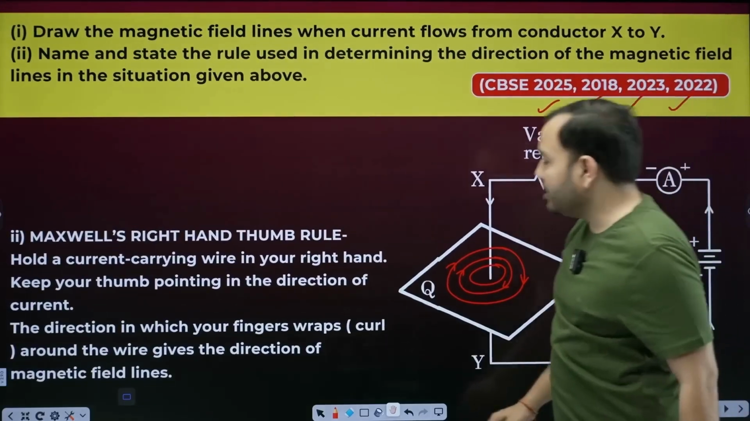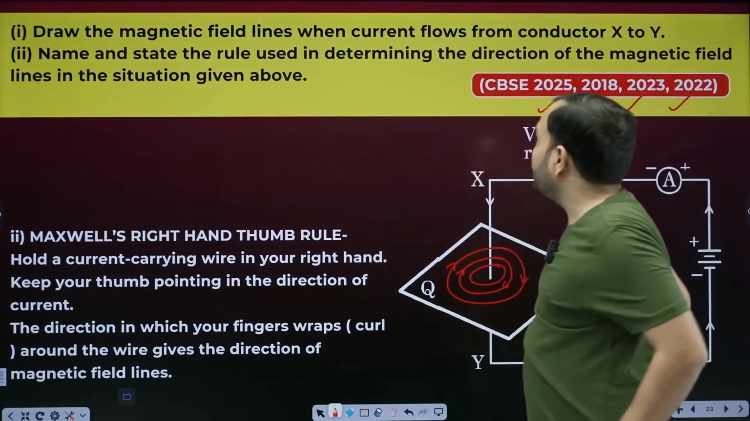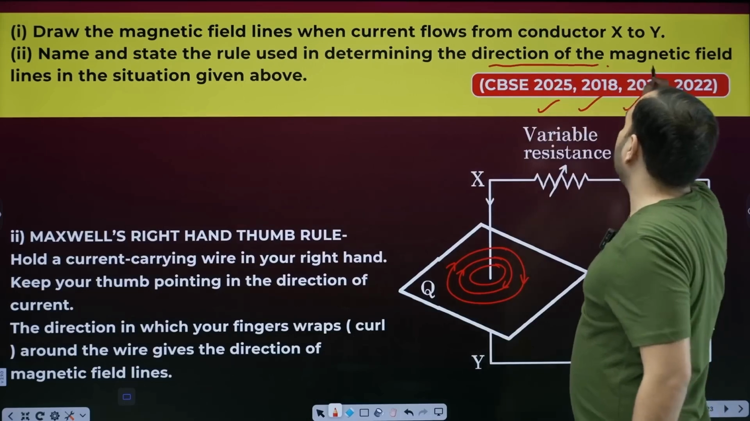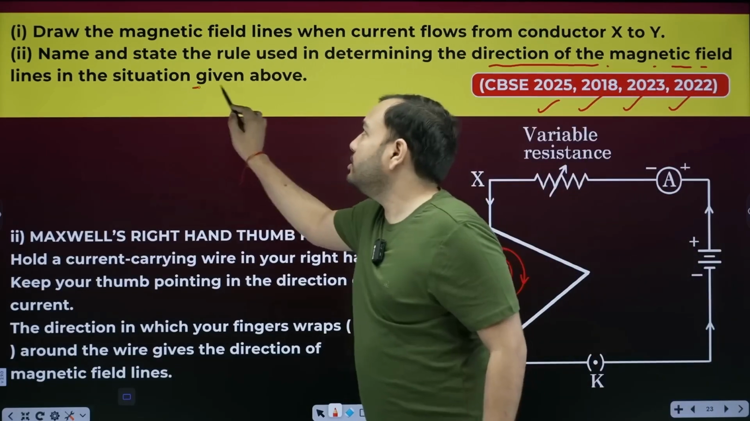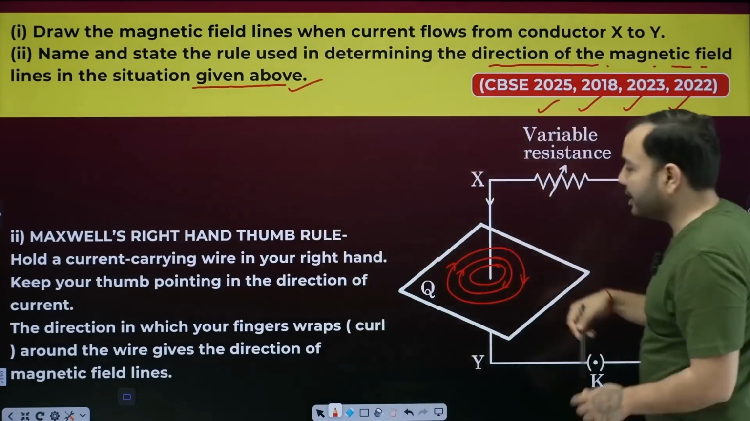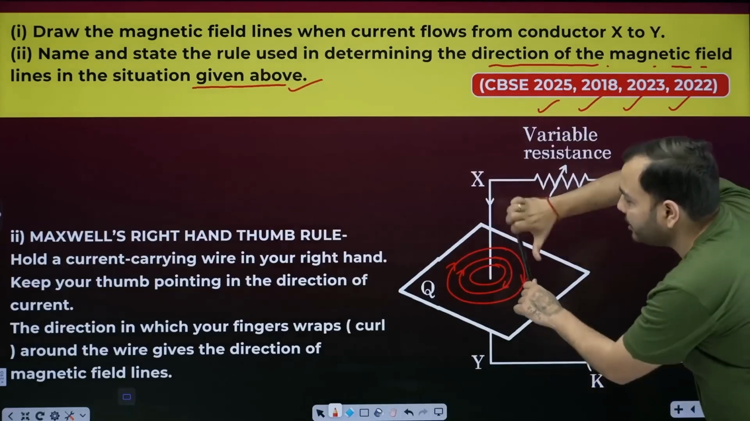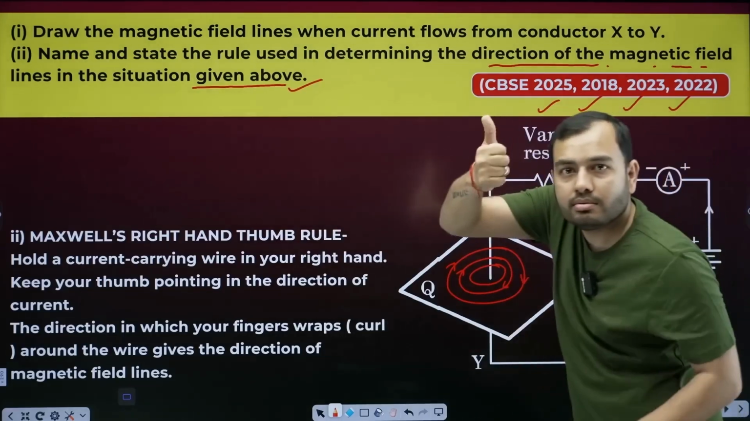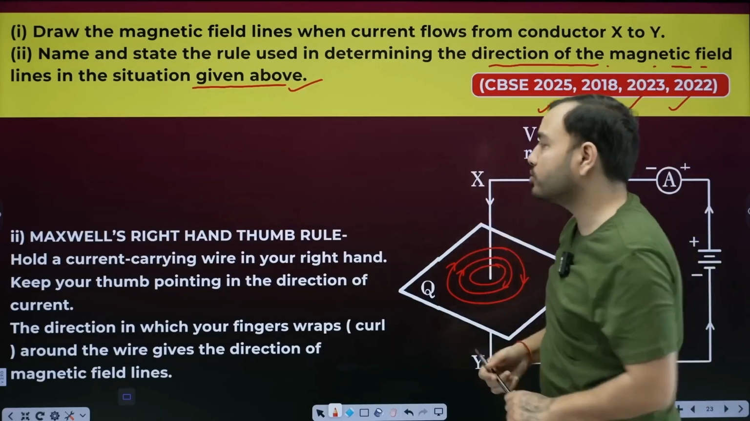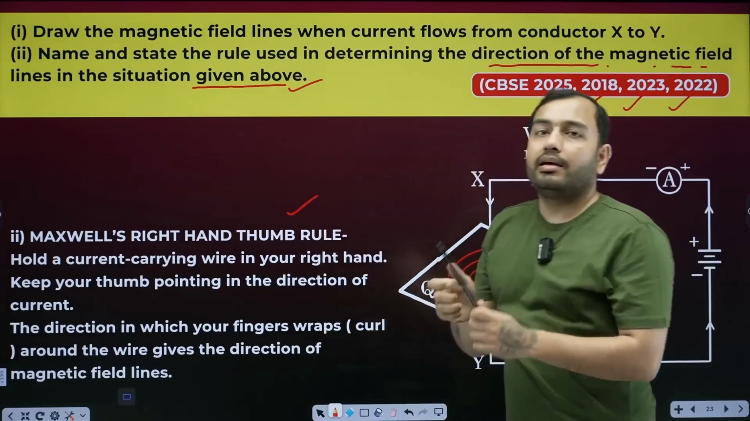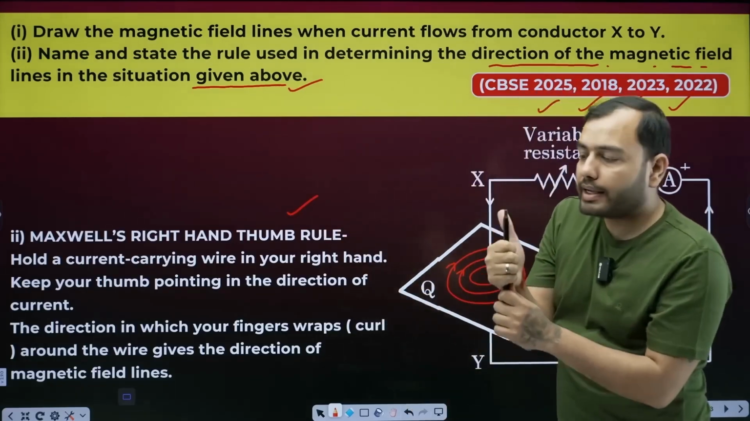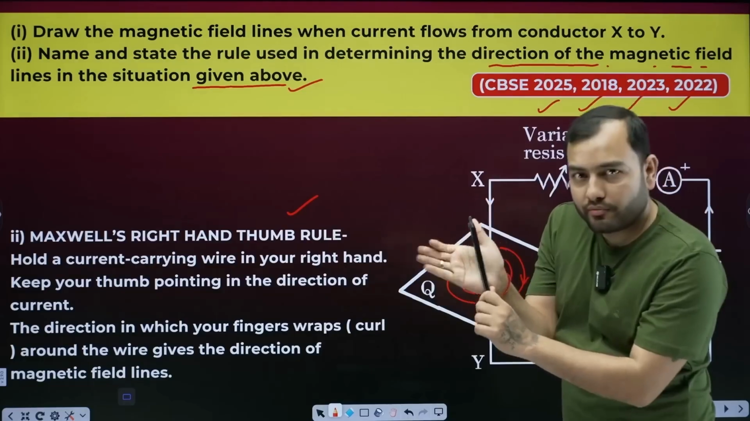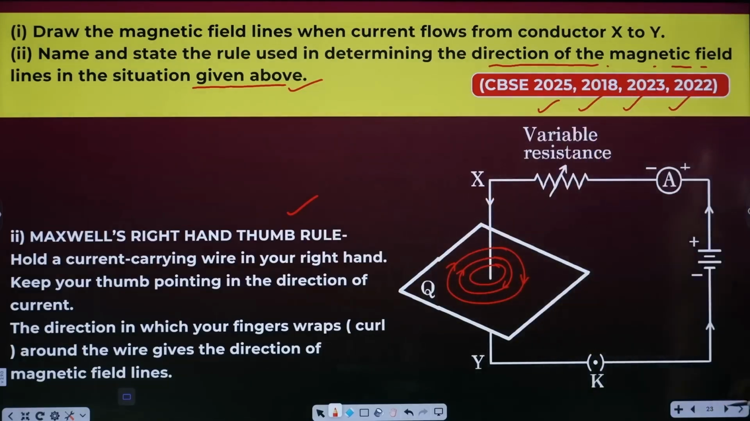What is next? Name and state the rule used in determining the direction of magnetic field lines in the situation given above. How did you make this magnetic field line direction? Tell the rule. Which rule is this? Maxwell's right hand thumb rule. It states: hold the current carrying wire in your right hand, keep the thumb in the direction of current, and where the fingers curl, that is the direction of the magnetic field.